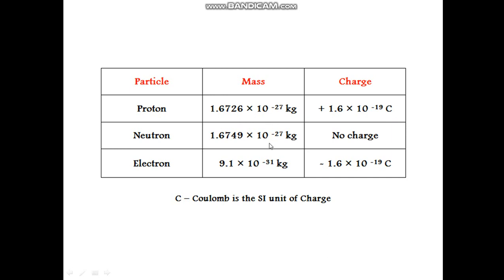You can observe here the mass of electron is 10 raised to minus 31 compared to the mass of proton, which is 10 raised to minus 27. Mass of electron is negligible, almost 1000 times lesser. You can take the notes by pausing the video.